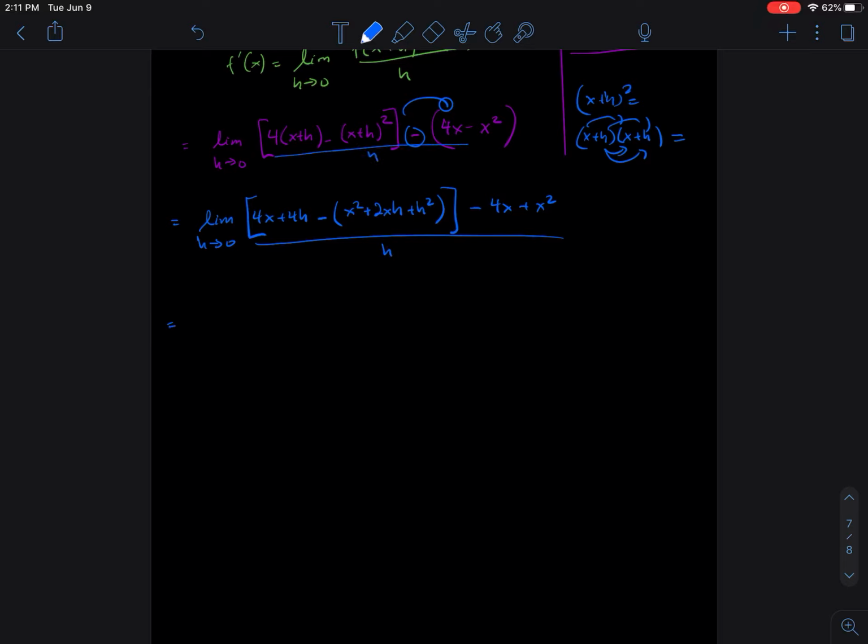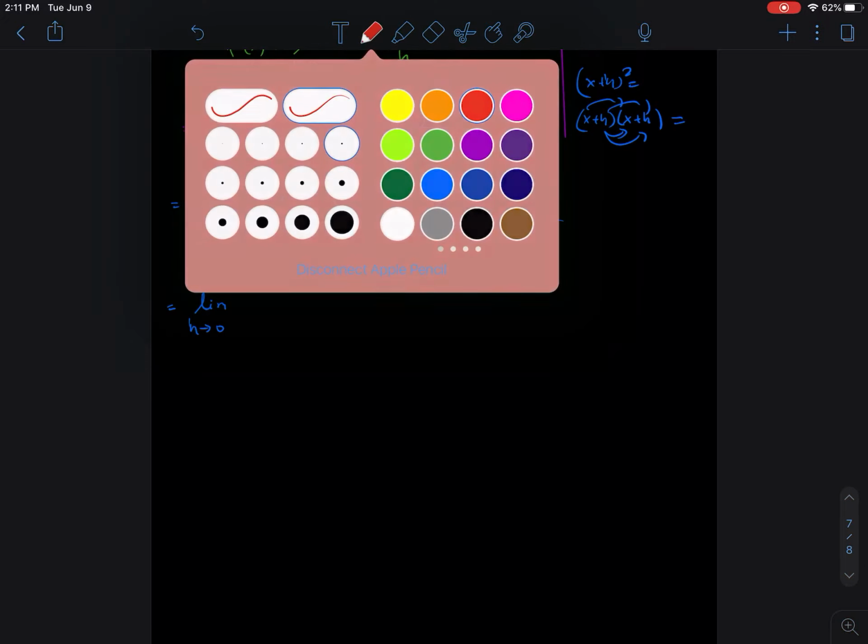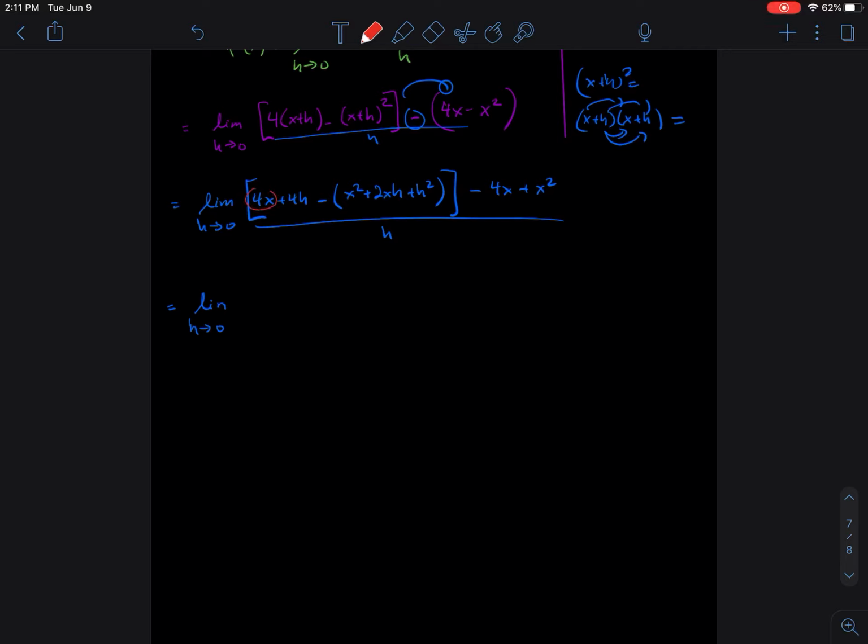Equals the limit as h goes to 0. I'm going to skip a few steps here. Notice there's a 4x and a minus 4x, so that cancels. When we distribute the negative sign, I get minus x squared and a positive x squared, so that cancels as well. What I have left in the numerator is just 4h minus 2xh minus h squared, divided by h.